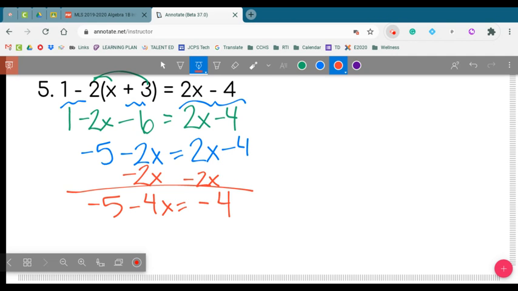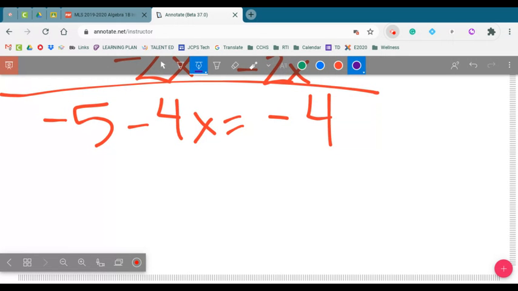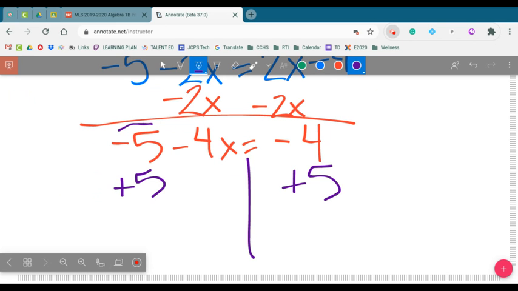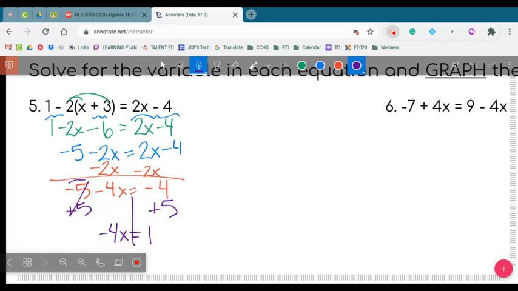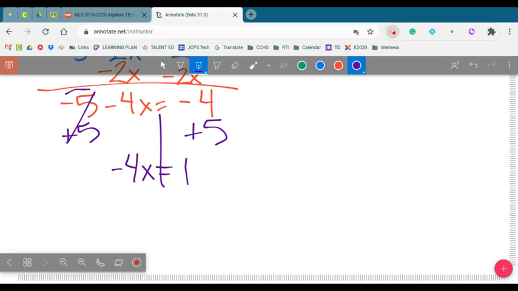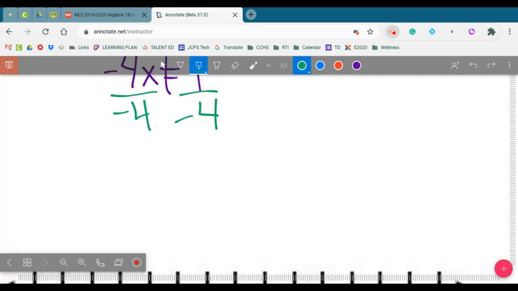So if you remember, your next step is going to be to move this constant over. So that I have a negative 5, the opposite is going to be a positive 5. So I'm going to add 5 to both sides of my equal sign. So that cancels. I get negative 4x equals negative 4 plus 5 is going to give you 1. And then my last step on this is to divide. So I'm going to divide both sides by negative 4. Now, 1 does not divide by negative 4, so my answer is just going to be left as x equals negative 1/4.